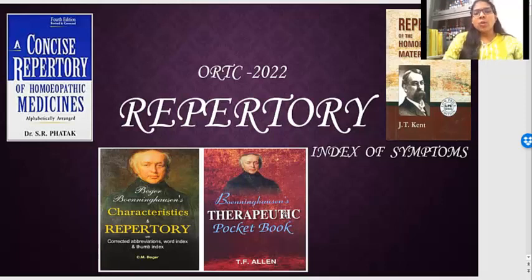So friends, what is repertory? Repertory is an index of symptoms. It is a book which contains all the symptoms arranged in a systematic order with remedies in it. We have various types of repertories, for example, the Phatak repertory, the Kent repertory, Boger-Boenninghausen repertory, Boenninghausen therapeutic pocket book, synthesis repertory, etc.